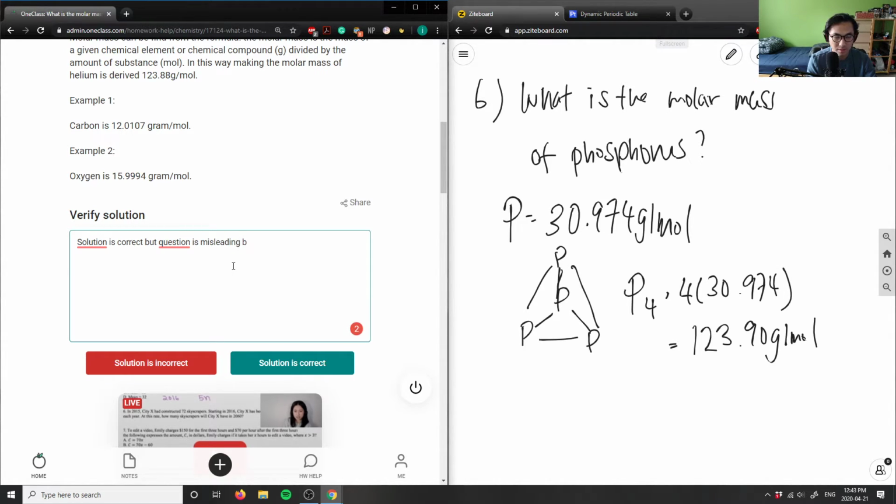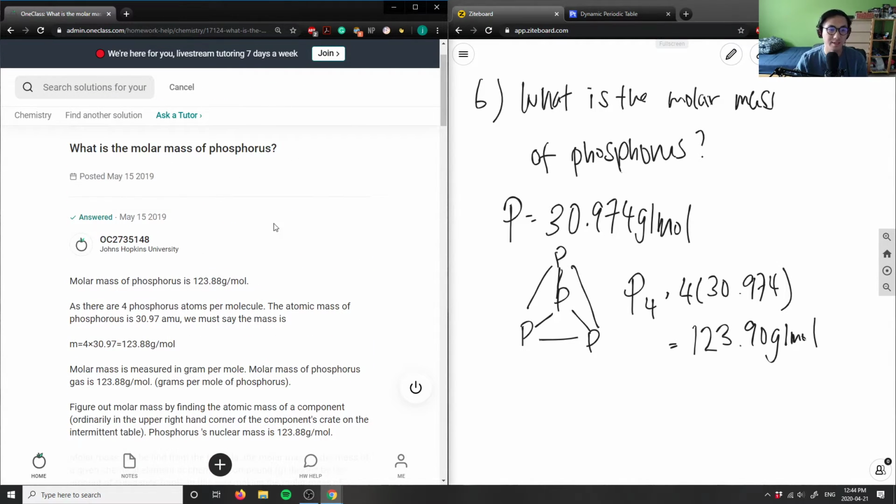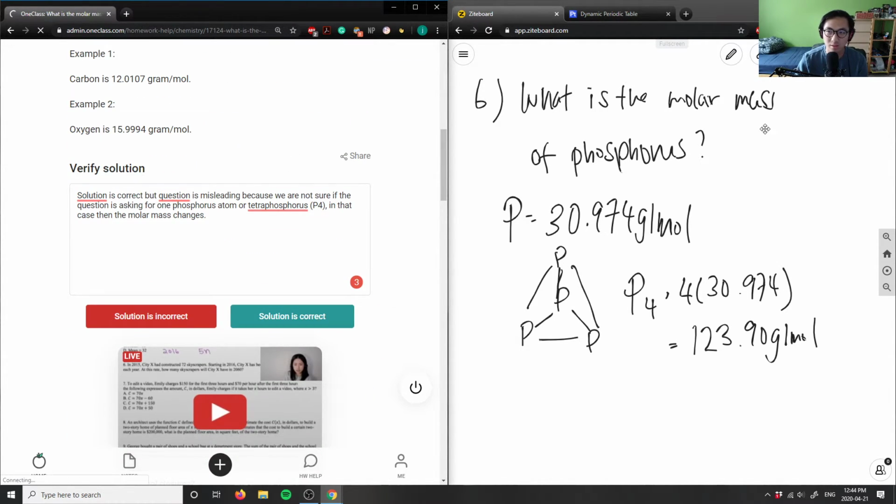So it's misleading because we are not sure if the question is asking for 1 phosphorus atom, or tetraphosphorus, P4. In that case, the solution or the molar mass changes. So for this case, I'll say the solution is correct. But again, we're not sure if it's asking for phosphorus or tetraphosphorus. But I'm going to say that here the solution is correct.